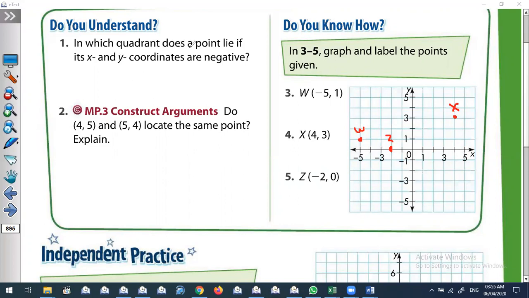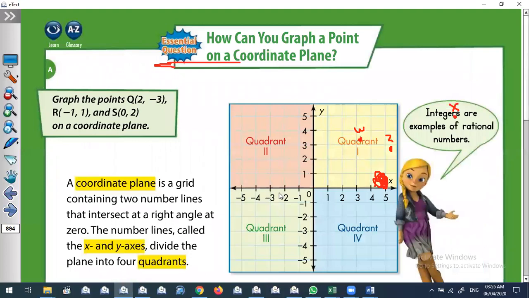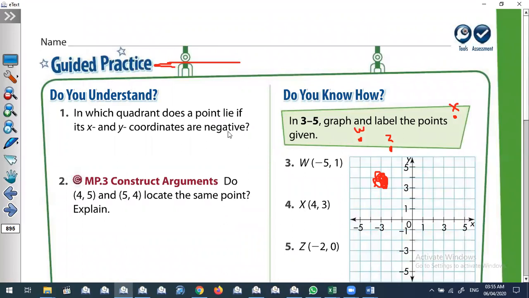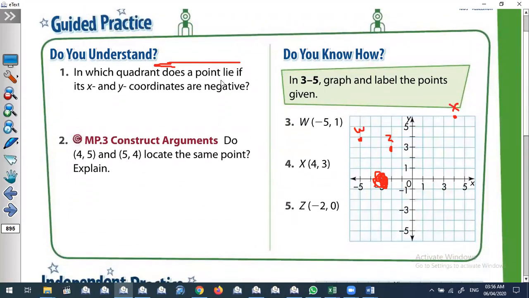In which quadrant does a point lie if its x and y coordinates are negative? I need x and y to be negative. X is negative and also y is negative. In this quadrant, x is positive and y is positive. In this quadrant, x is negative but y is positive. So I need x and y negative, in this quadrant. This is the first, second, third quadrant. This quadrant is the third quadrant. How can we write third quadrant? Like that, 3 dashes.